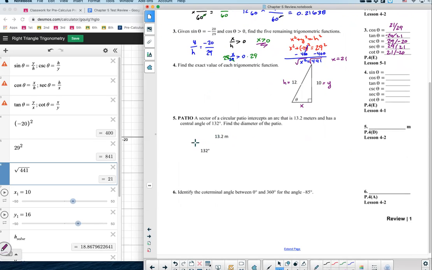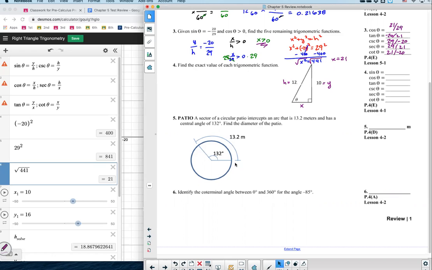Oh no, this did not print right here. Hang on one moment. All right, I got the new picture for us. It says a sector of a circular patio intercepts an arc that is 13.2 meters and has a central angle of 132 degrees. Find the diameter of the patio.